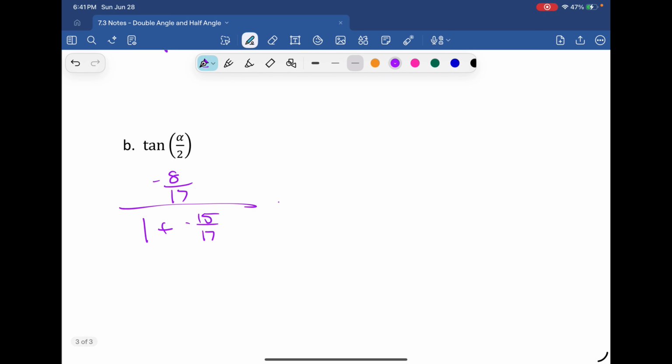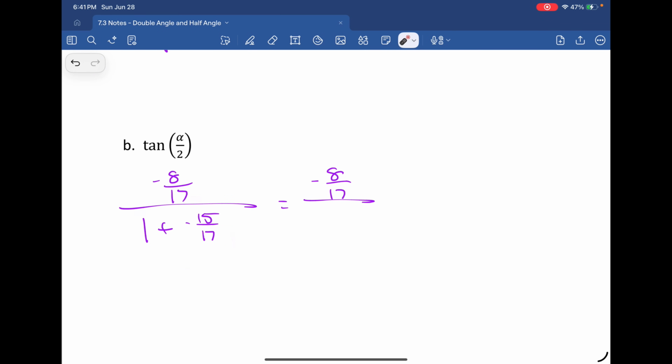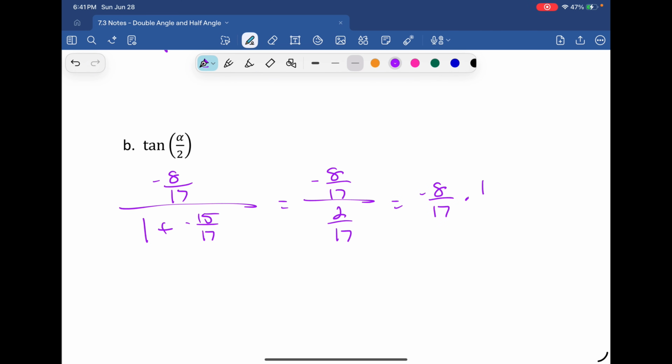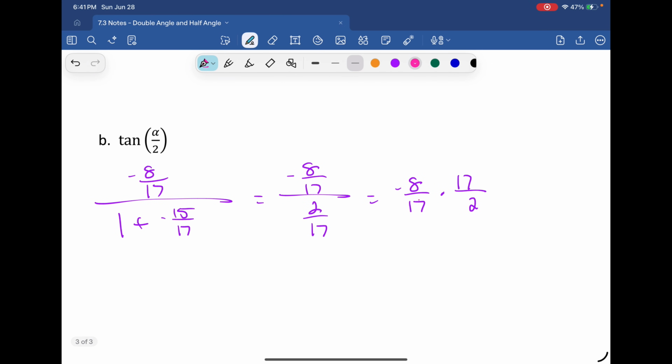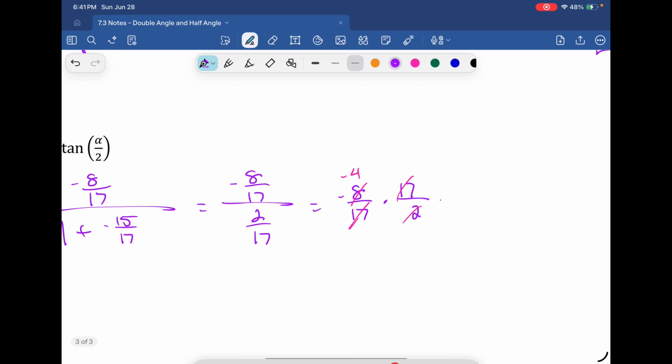So this is going to be 1 plus negative 15 over 17, basically 17 over 17 minus 15 over 17. So that's 2 over 17. Multiply by the reciprocal. 17 cancels, 2 goes into negative 8 negative 4 times. And we get negative 4.